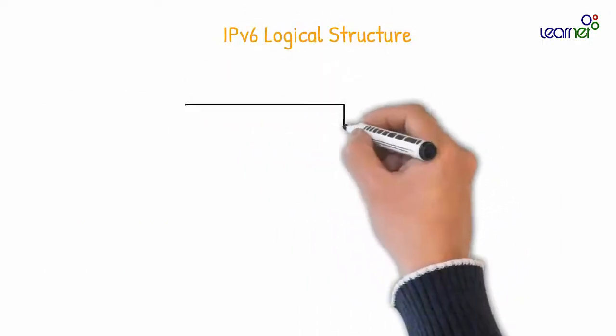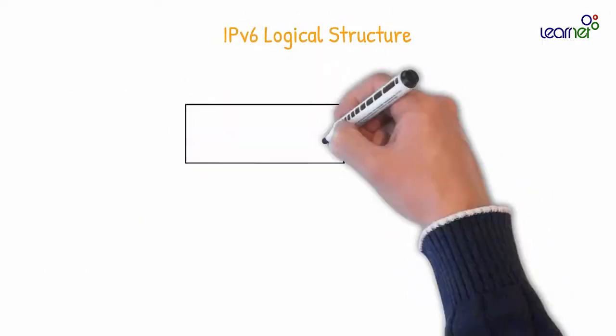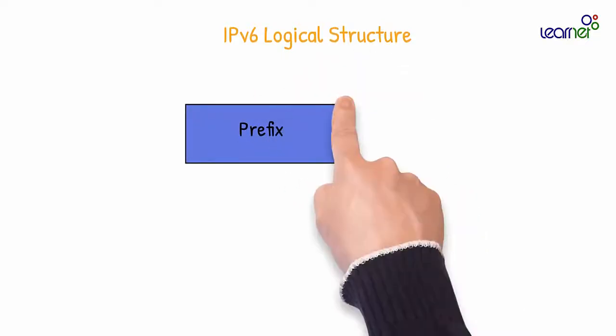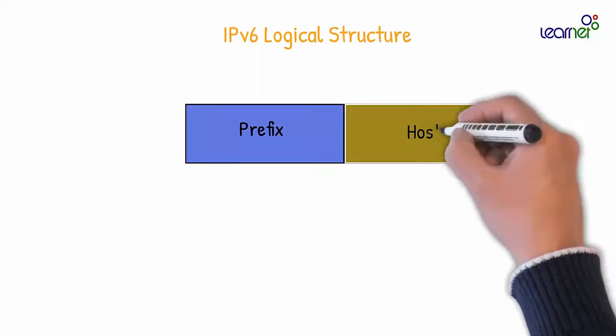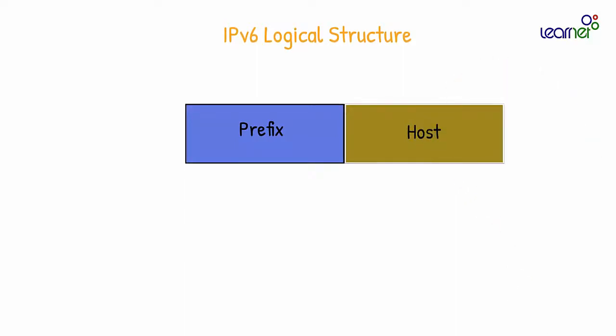Just like IP version 4, each IP version 6 address is logically divided into two different parts, network ID and host ID, but the names have been changed in IP version 6. Network ID has been changed to prefix and host ID changed to host.